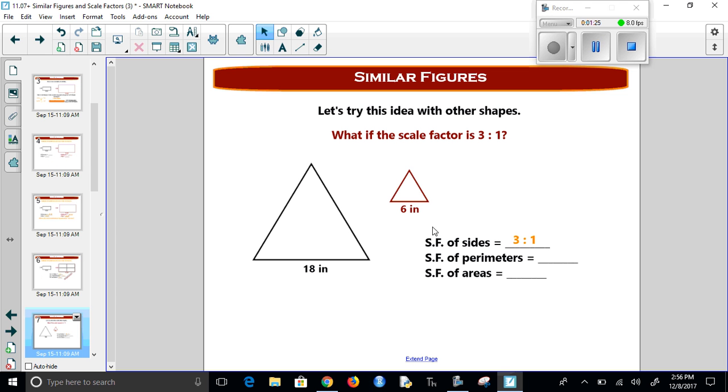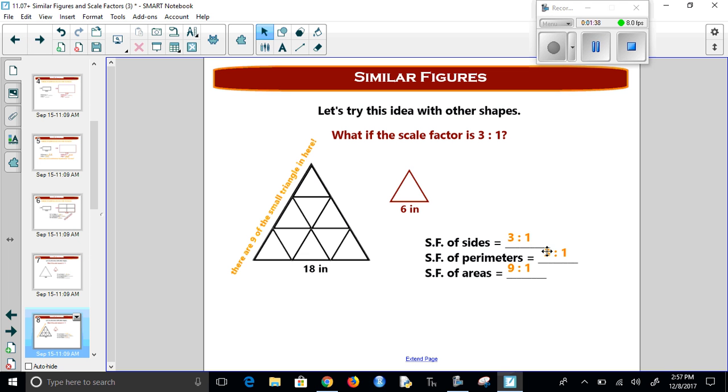All right, let's do it with another situation, a triangle. If these sides have a 3 to 1 ratio, the scale factor of perimeters is going to be the same. But the scale factor for the areas, if I put those in, there'll be 9 of those little triangles that fit into this big triangle. So it's 9 to 1. So now what's the relationship between 3 to 1 and 9 to 1? Hopefully you see that that is the scale factor for the sides squared.